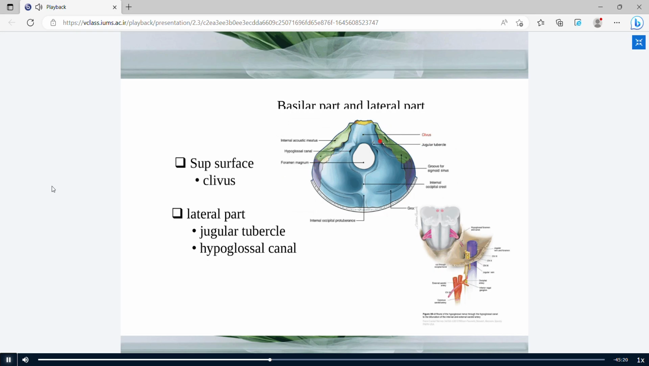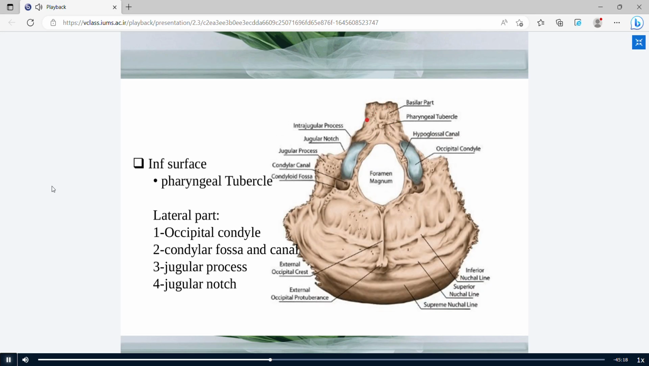the inferior surface of the basilar part is here, and in the inferior surface there is a tubercle. This tubercle is called the pharyngeal tubercle. The pharyngeal tubercle is a location for attaching the pharyngeal membrane, and the pharyngeal ligaments are attached here. You can see the foramen magnum, squamous, and basilar part.